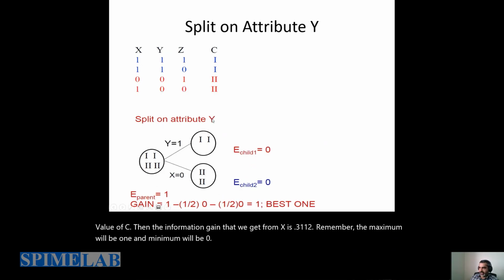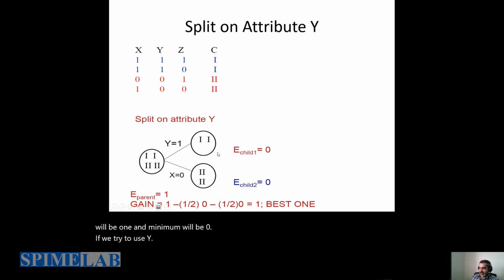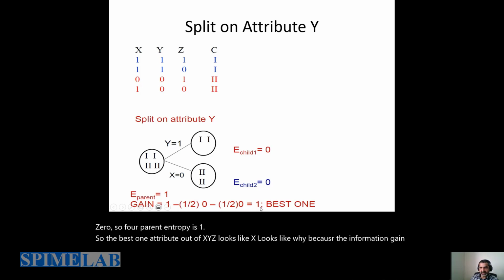We try to use Y, the same numbers: expected entropy of pure node, entropy 0, pure node, entropy 0. We multiply by the weights, add them up, 0. So for parent, entropy is 1. So the best attribute out of X, Y, Z looks like Y, because the information gain we get is maximum.